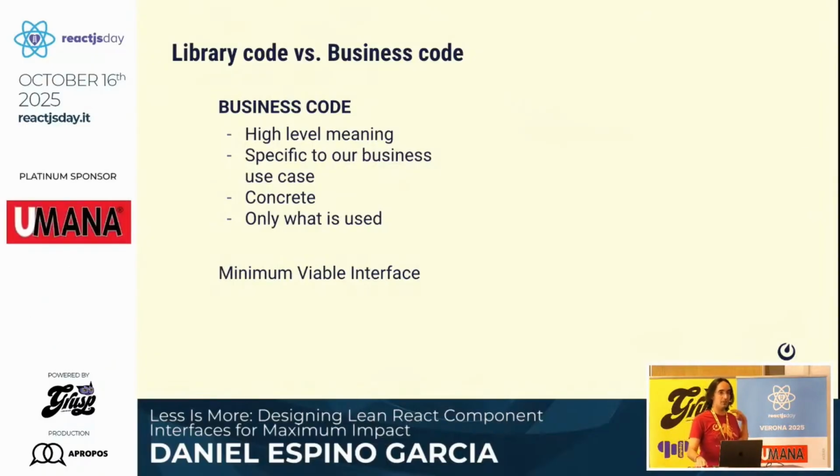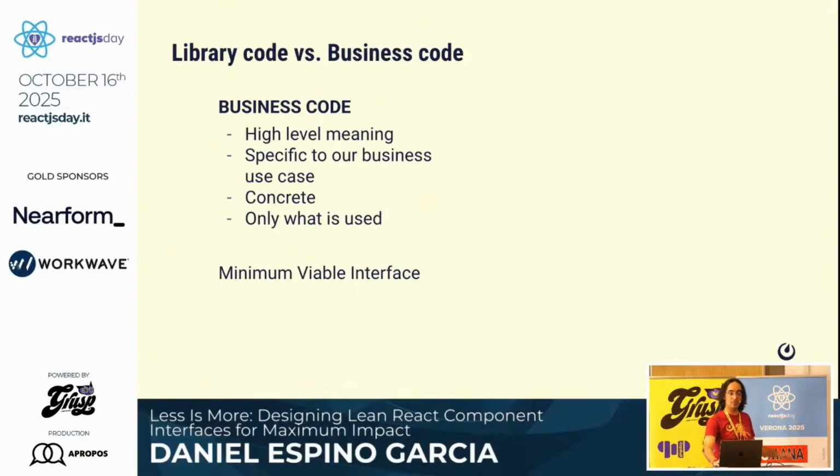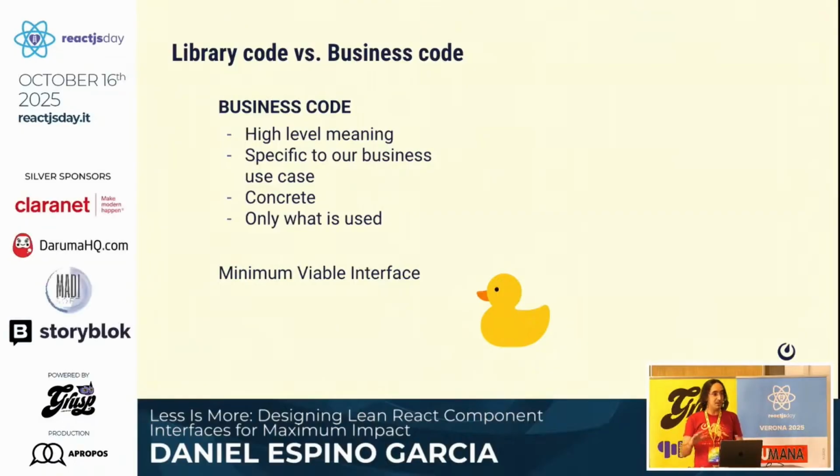So here is where the minimum viable interface shines. If you need a rubber duck, you don't need the Mr. Potato thing that I've showed before. That is a rubber duck. That's enough for people to understand. And that solves the use case that we have.